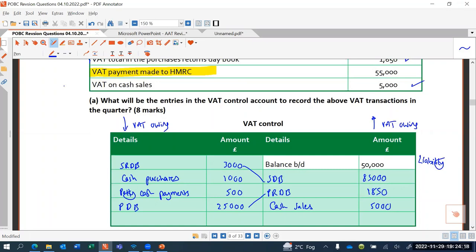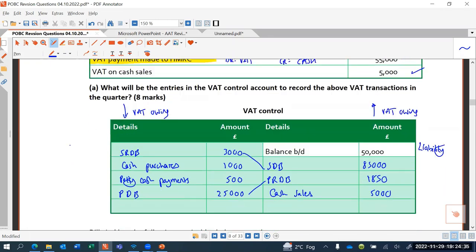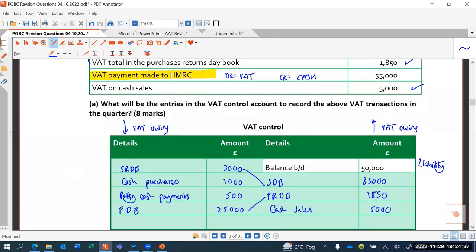Exactly right. Well done. And if you struggle to remember that one, think, I've made a payment. What happens when I make a payment? Remind yourself, if you make a payment, you have to credit the cash because you've spent money. So you've got to then debit the VAT. The other reason that we debit the VAT is because you've made a payment. And if you made a payment, you're decreasing what's owing because you've just paid off some of your liability.